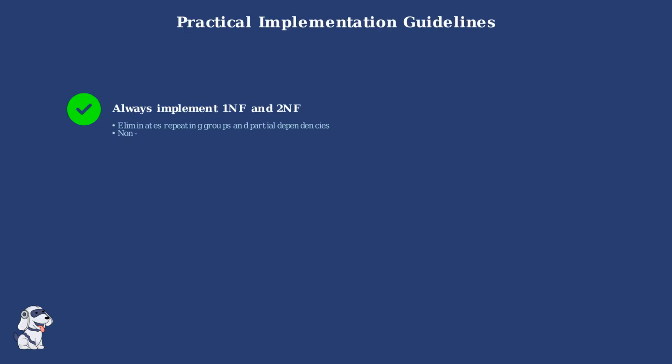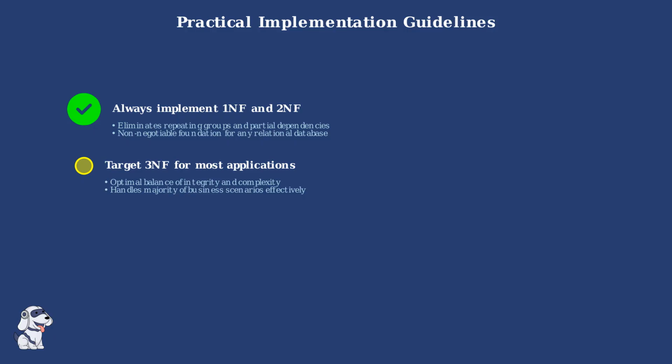Here are the key practical guidelines to remember when choosing your normalization level. These recommendations are based on real-world database design experience and industry best practices. Always implement first and second normal forms as your baseline. These eliminate the most critical data anomalies and establish proper relational structure. No database should operate below these levels.